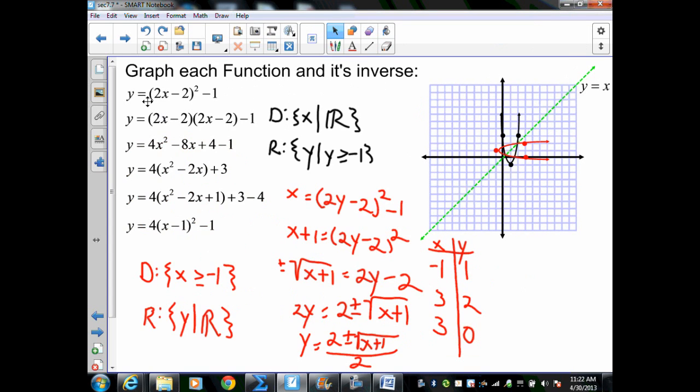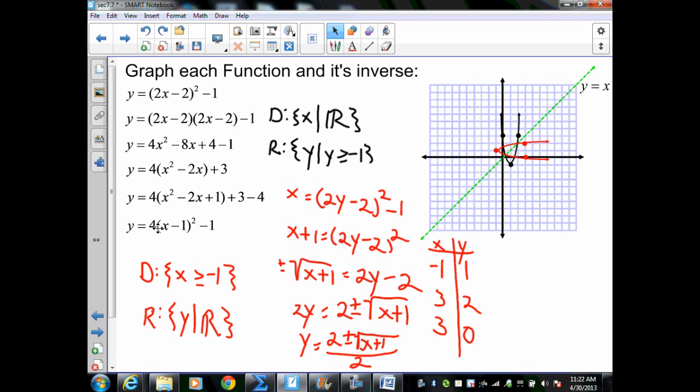For my last example, I have y equals 2x minus 2 quantity squared minus 1. It's drawn in black. To graph that, I wanted to put that in vertex form so I could use my families of functions. So I broke this into a product of its linear factors and FOILed and simplified. And then what I did was complete the square. We've done this in previous sections. What I ended up with was 4 times the quantity of x minus 1 squared minus 1.